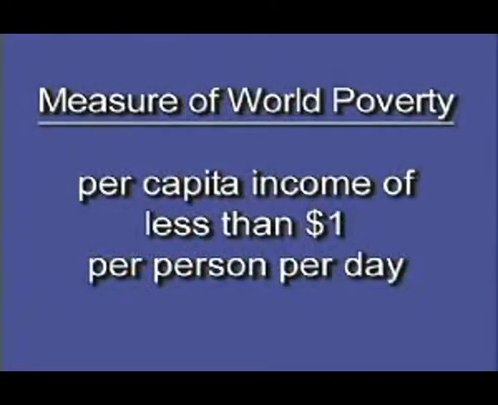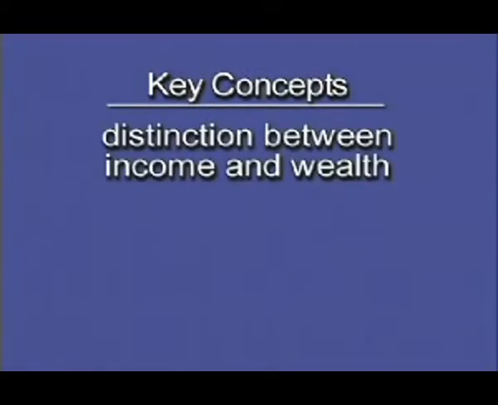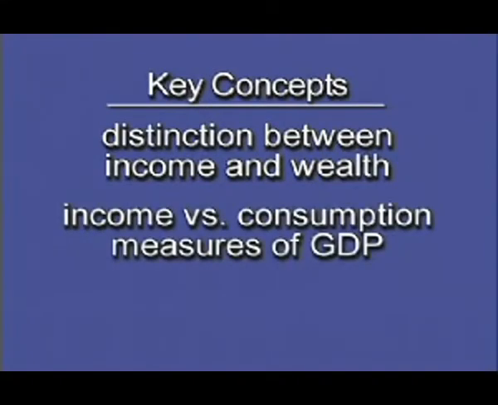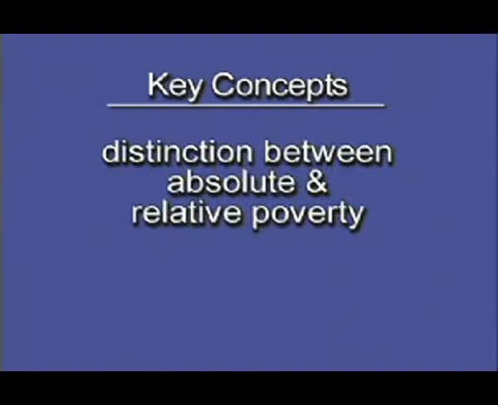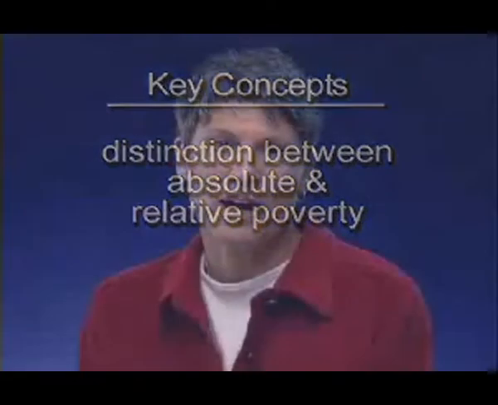Even social indicators like access to clean drinking water, life expectancy, or infant mortality. Because it's relatively easy to measure, per capita income, currently less than $1 per person per day, is the accepted measure of world poverty. Materials in Lesson 1 also allow you to introduce students to other concepts in poverty studies, like the distinction between income and wealth, or income versus consumption measures of GDP, or income distribution, or most importantly for the lessons in this unit, the distinction between absolute and relative poverty, a distinction that separates poverty in the United States and much of Europe from poverty in the rest of the world.